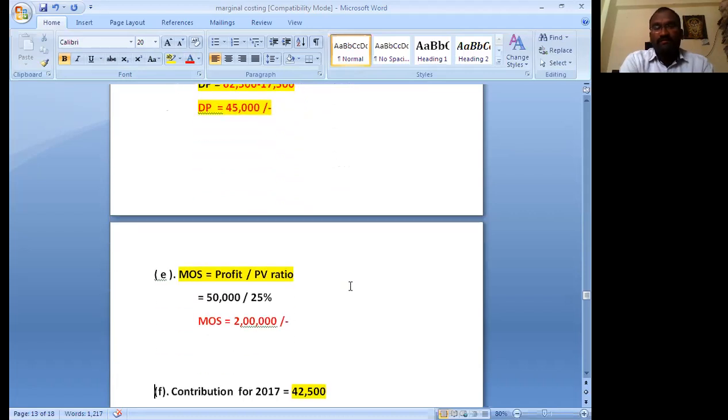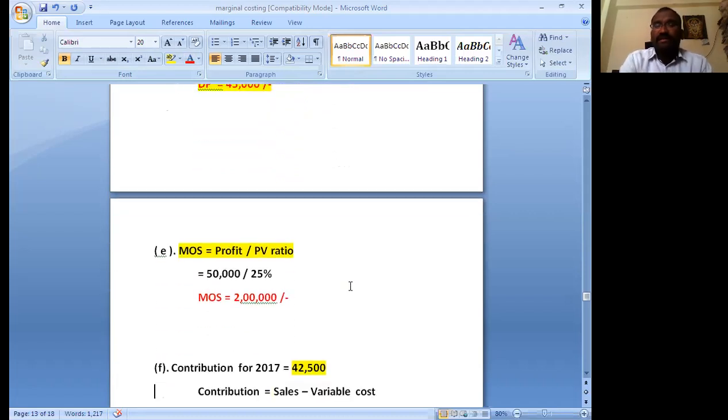Next, margin of safety is asking. In margin of safety, if the profit is also given, you use this formula only: margin of safety equals profit divided by PV ratio. I already explained one more formula: margin of safety equals actual sales minus BEP. That is the normal problem. Here, margin of safety at a profit of 50,000 is given. For a profit of 50,000, you use this formula: profit divided by PV ratio.